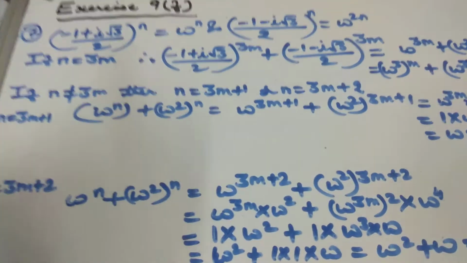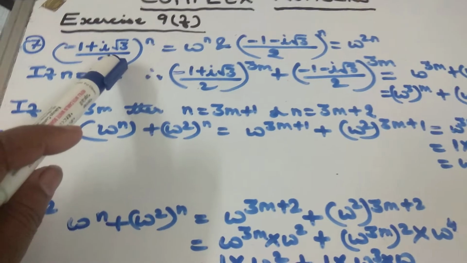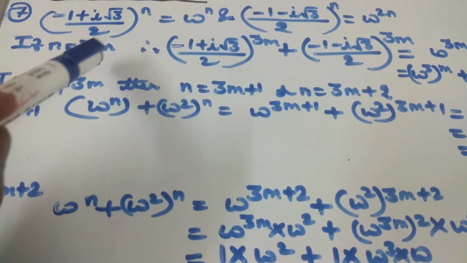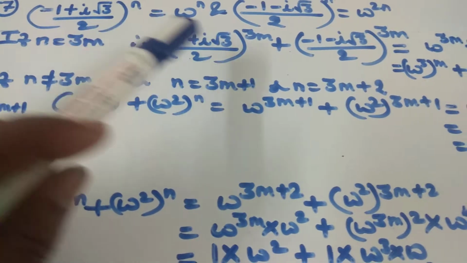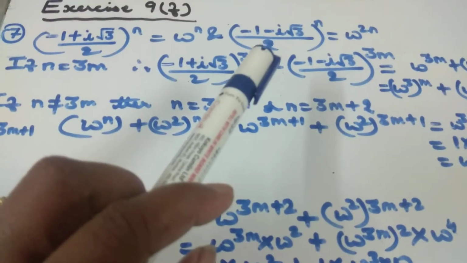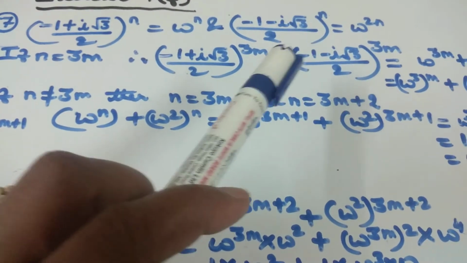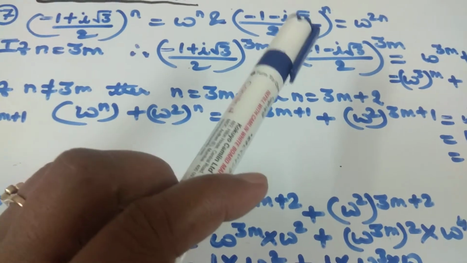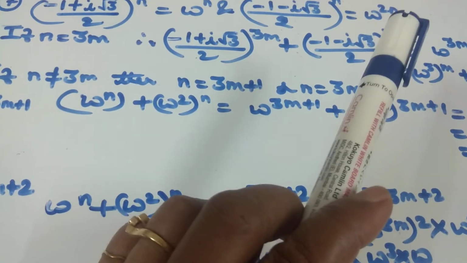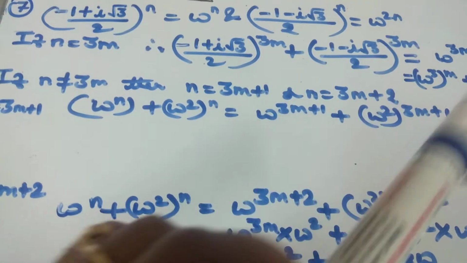Now already you know ((-1 + i√3)/2)^n is ω^n by definition. Similarly, ((-1 - i√3)/2)^n will be (ω²)^n, so ω^(2n).